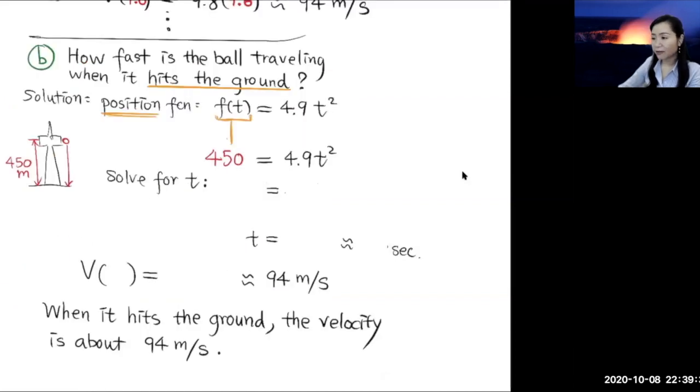But we can find out the time by using this information. We want to find the time that the ball hits the ground. This is a position function, so when it hits the ground, the position here will be 450 meters. Now substitute 450 into f of t because that's the position. We solve for t here.